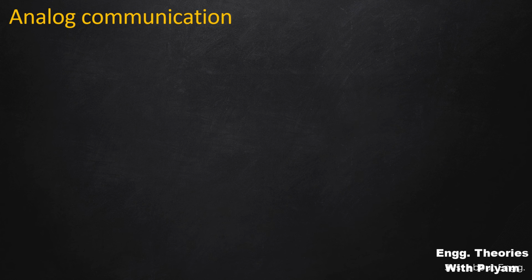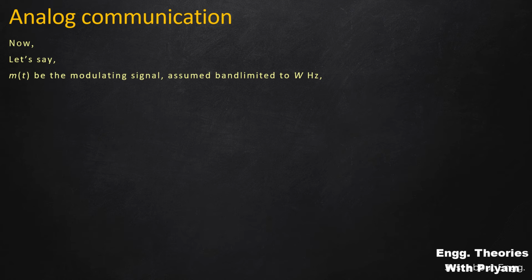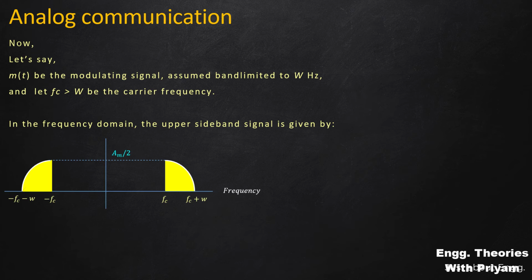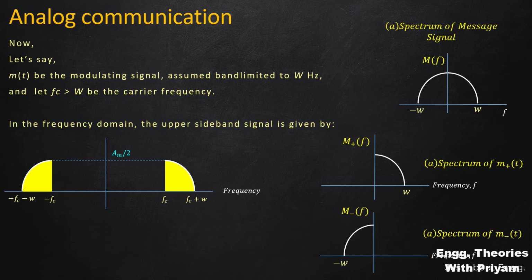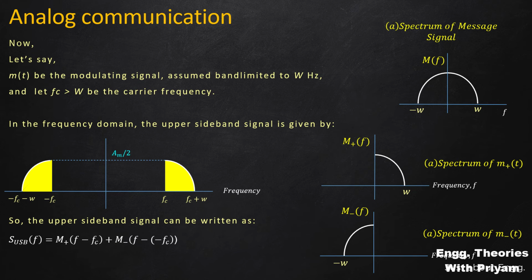Now let's say our modulating signal or message signal m(t) is band limited to the frequency W Hz, and the carrier frequency fc is greater than W Hz. In the frequency domain, as we have said, the upper sideband signal can be represented by spectral components of m plus of t and m minus of t, which are M plus of f and M minus of f. So to represent this signal by using M plus of f, we need to shift M plus of f by the frequency plus fc, and the negative part, or M minus of f, by the frequency minus fc. So the upper sideband signal in the frequency domain can be written as M plus of f minus fc and M minus of f plus fc, where the positive part, or capital M plus of f, is shifted by plus fc, and the negative part, or M minus of f, is shifted by minus fc.